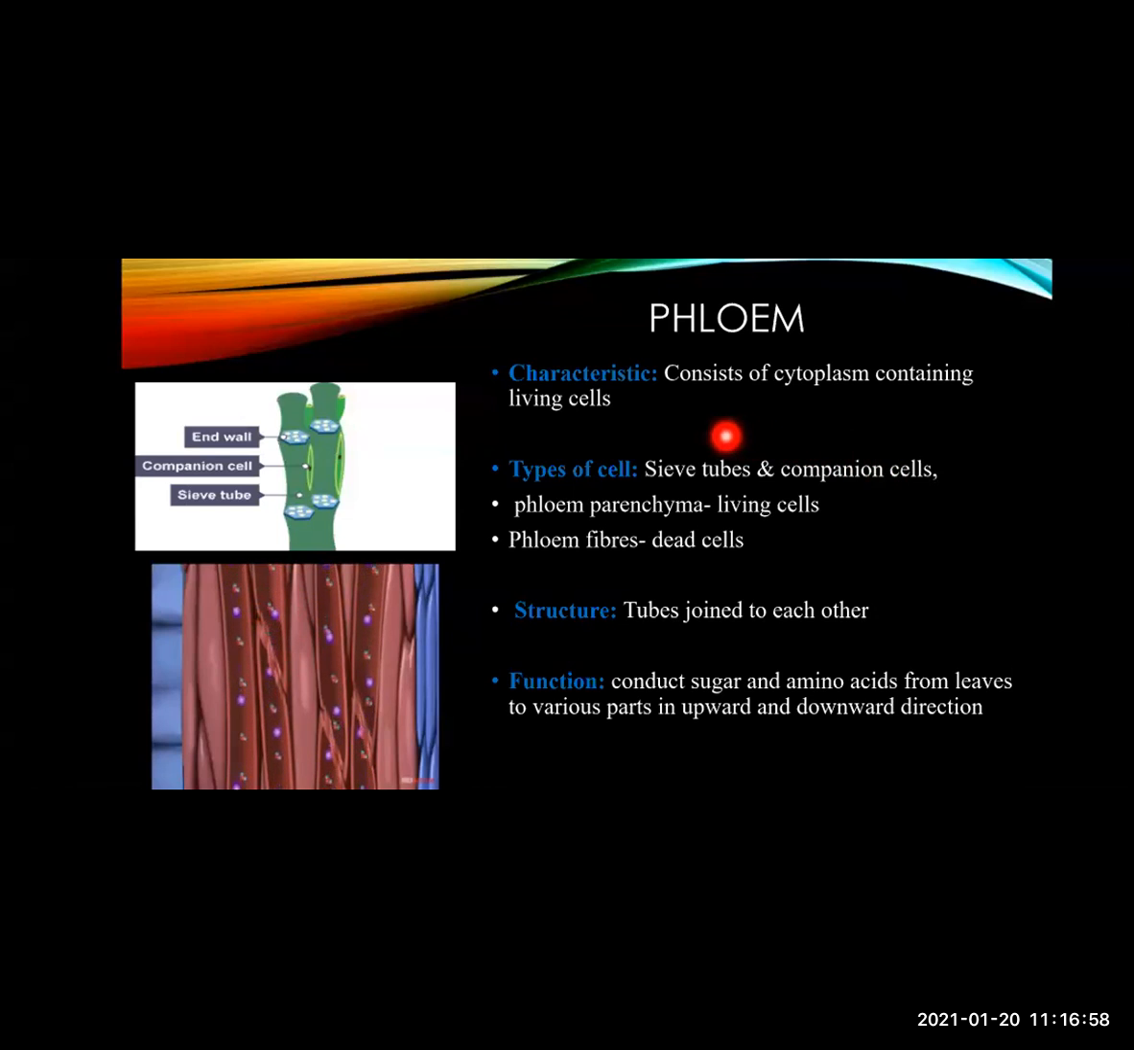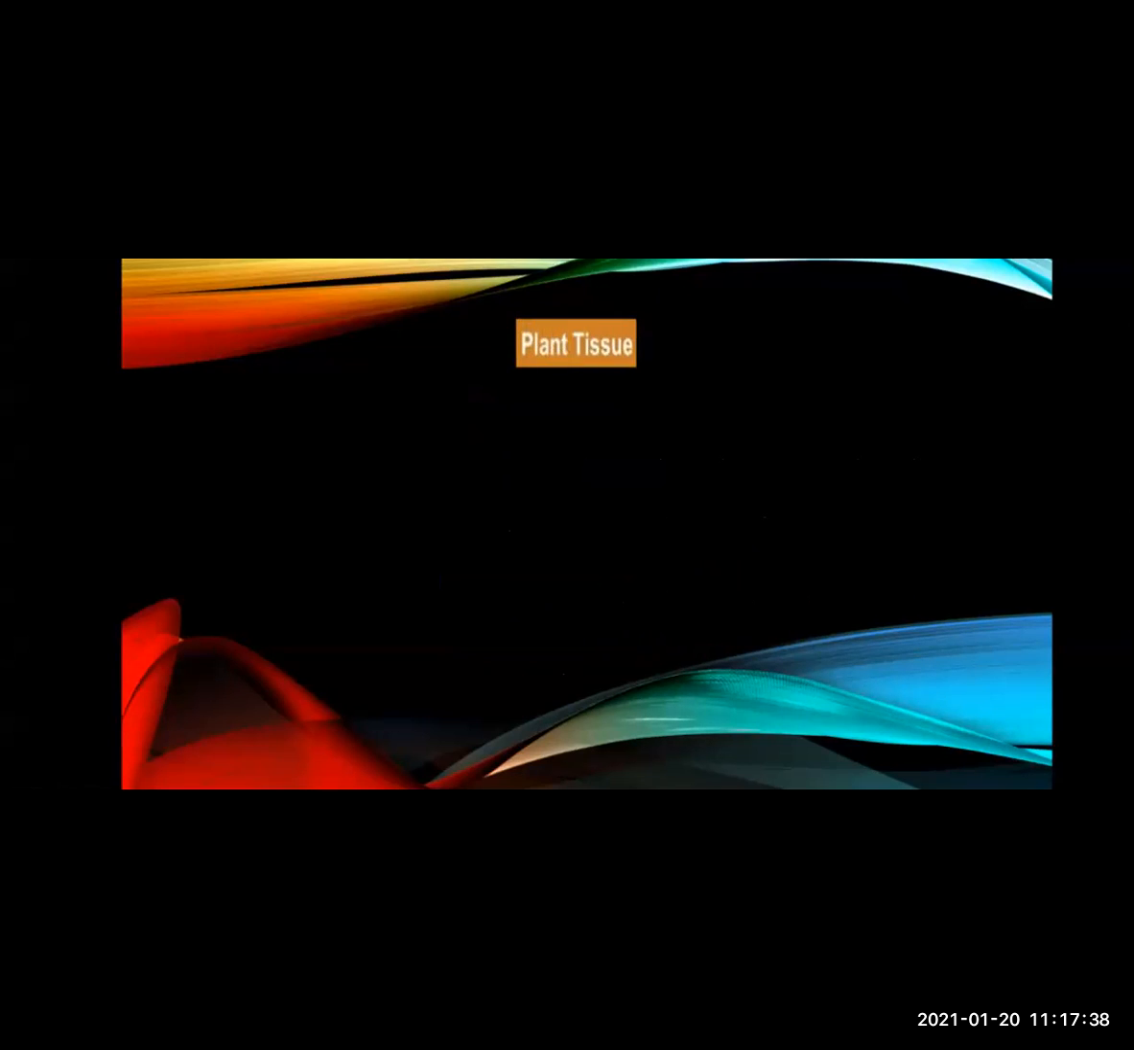Phloem consists of cytoplasm-containing living cells, sieve tube and companion cell, phloem parenchyma, that is a living cell, and phloem fibers or phloem sclerenchyma, that are the dead cells. Structure. The tubes are joined to each other to form the pipeline. Function. It conducts sugar and amino acids from leaves to various parts in upward and downward direction.